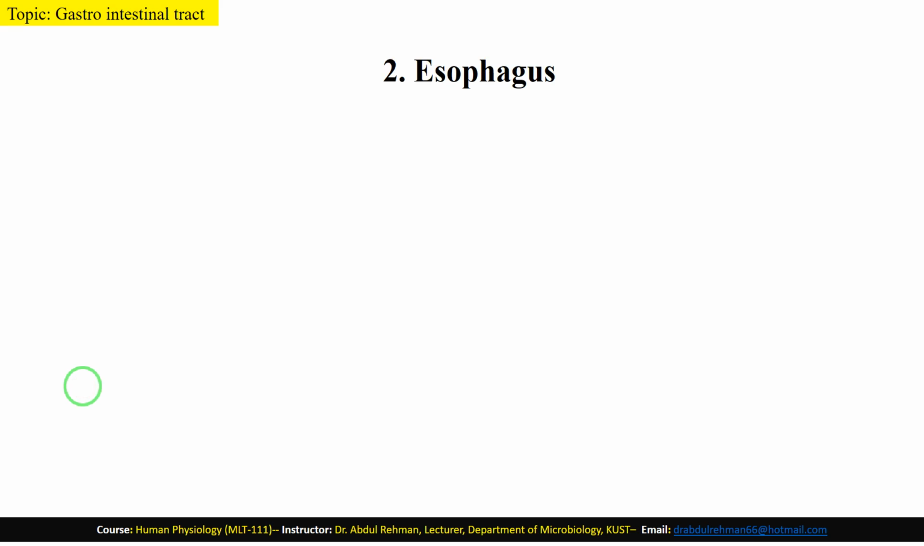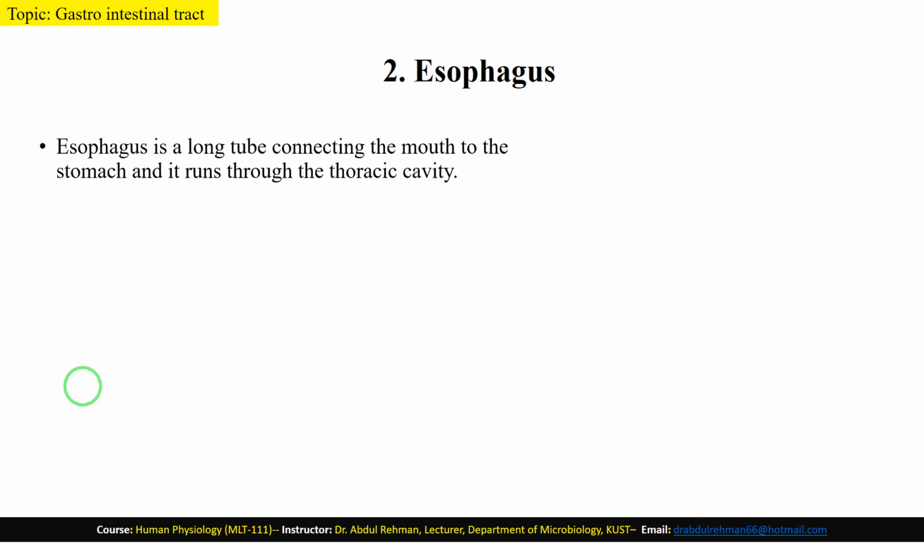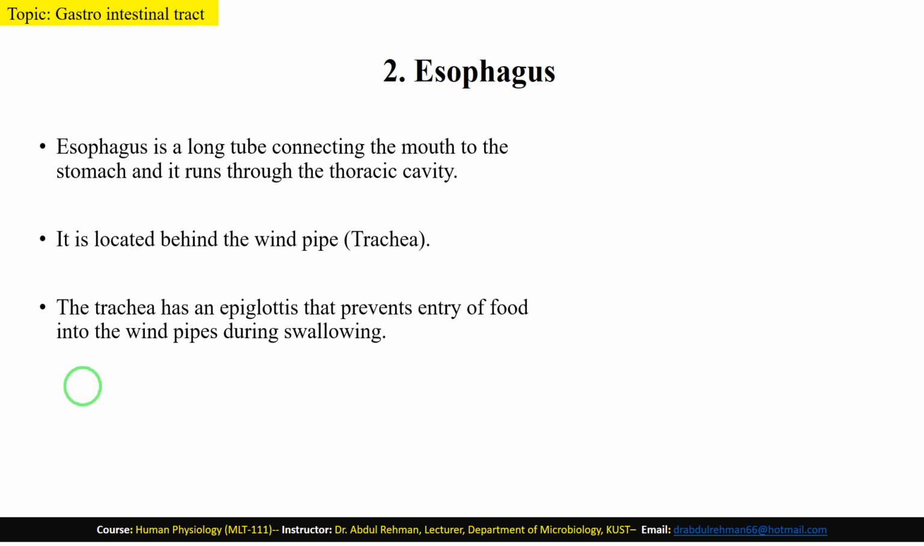After the mouth, the second part of the GIT system is the esophagus. The esophagus is a long tube that connects the mouth to the stomach, and it runs along the chest cavity called the thoracic cavity. It lies just behind the trachea, called the windpipe, and there is an epiglottis region that prevents the entry of food into the windpipe after swallowing.